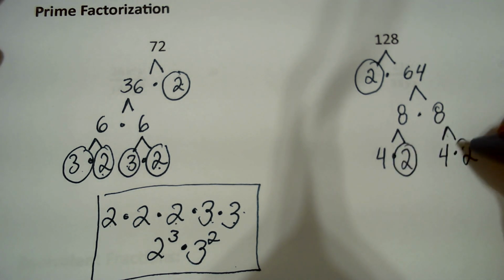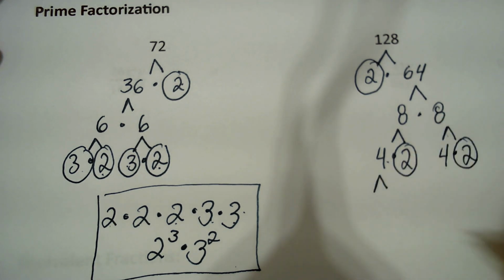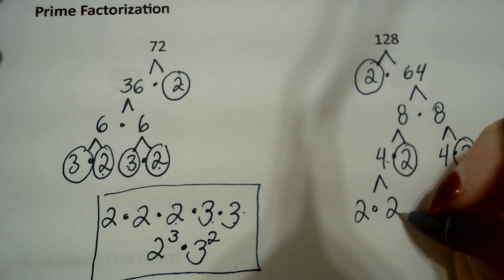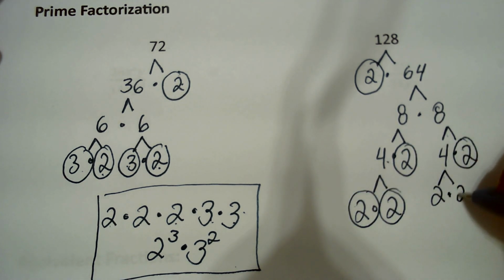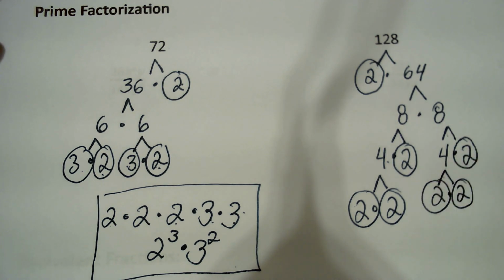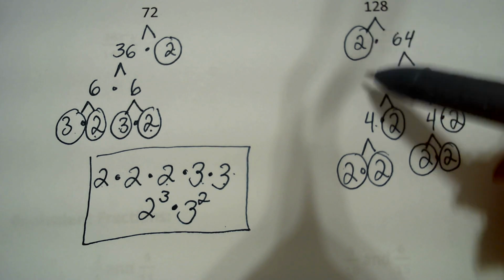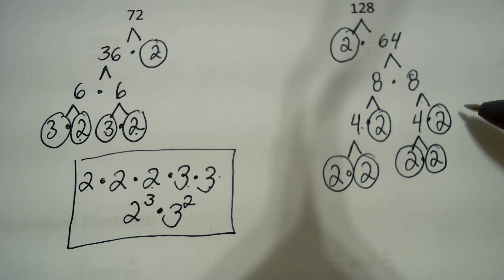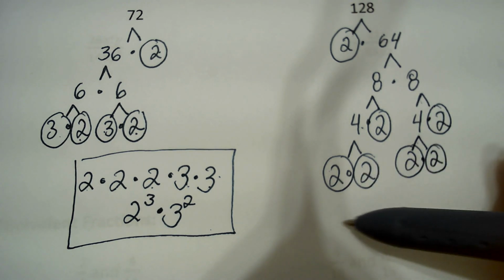2's are prime, so that can be circled, but 4's are composite, so we'll continue and break that down to 2 times 2 and 2 times 2. We look and make sure there's no other composite numbers left hiding, and we got them all. So let's count out our factors for our expanded form.